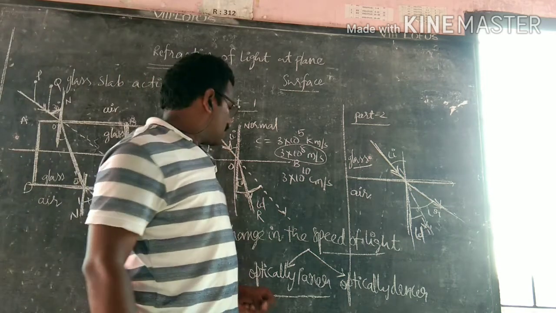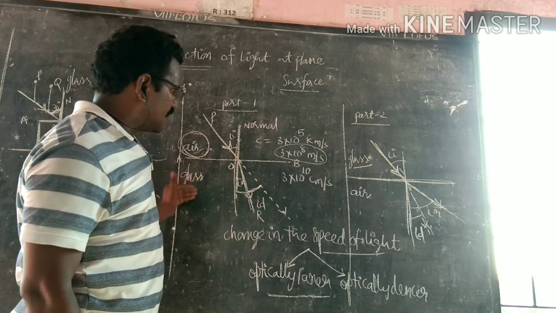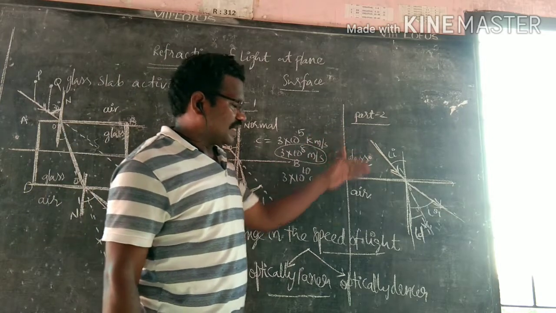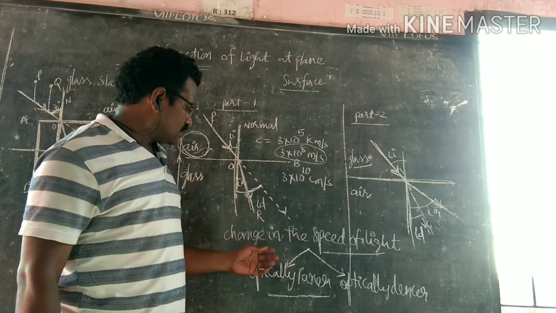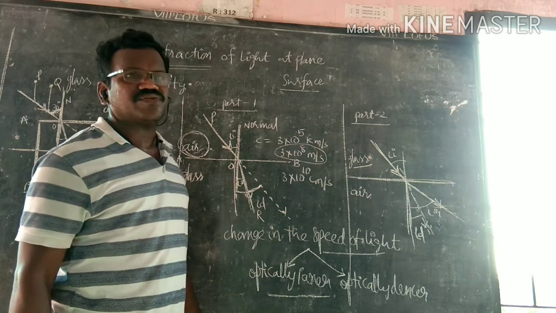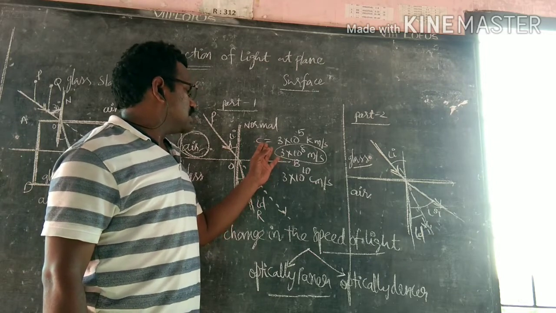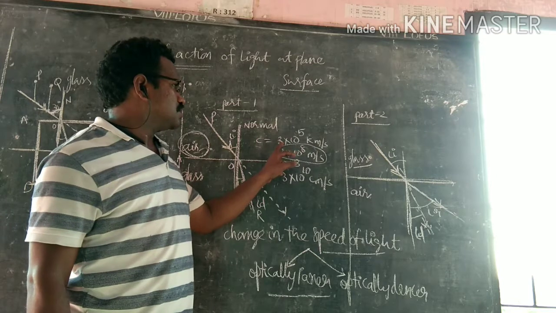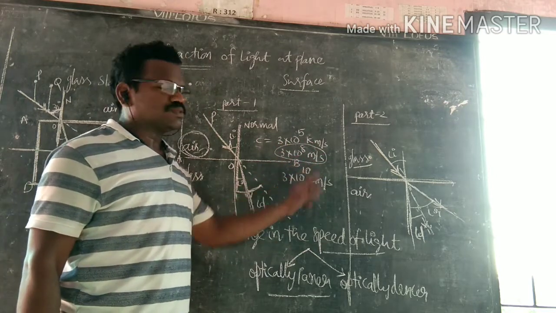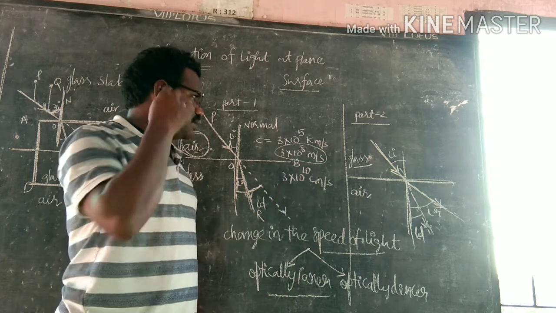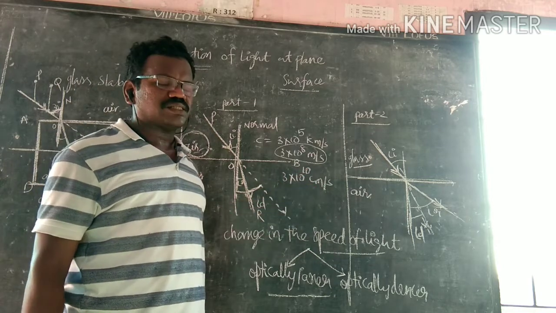Here we can observe that when the light ray travels from air to glass or glass to air, it is deviating from its path. Why? Because there is a change in the speed of light. Generally, the speed of light in air is represented by the letter c, that is 3 into 10 power 5 kilometers per second, or 3 into 10 power 8 meters per second. Generally, it is represented like this in our textbooks. Another one is 3 into 10 power 10 centimeters per second.